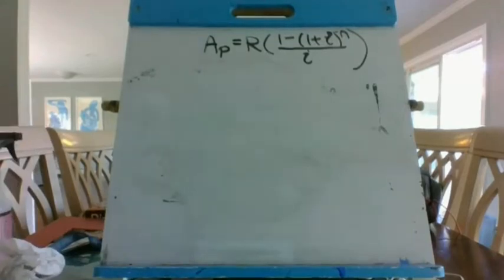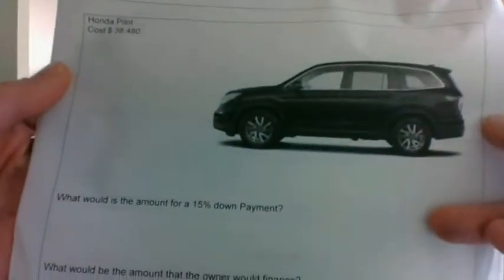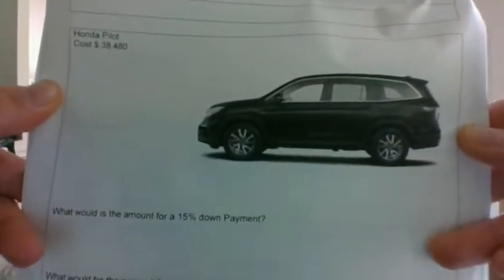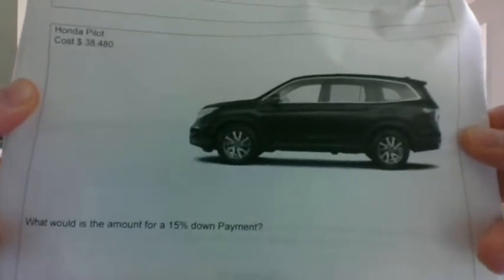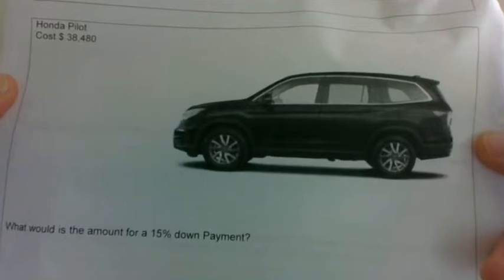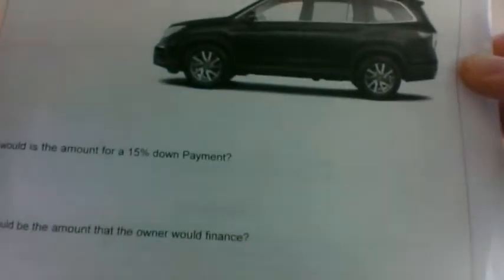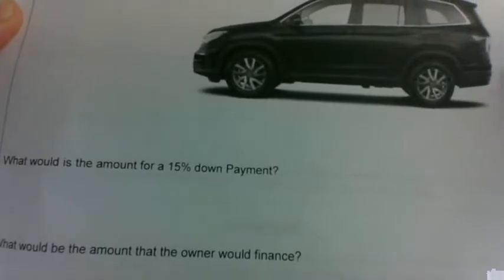Okay, so let's look at an example. Let's look at page 36. If you don't have that, I'll bring it closer so you can see it. Let's pretend you want to buy this Honda Pilot. I have a Honda Pilot, but not that model. And it costs $38,485. They're telling you that your down payment is 15% of the cost of the car.